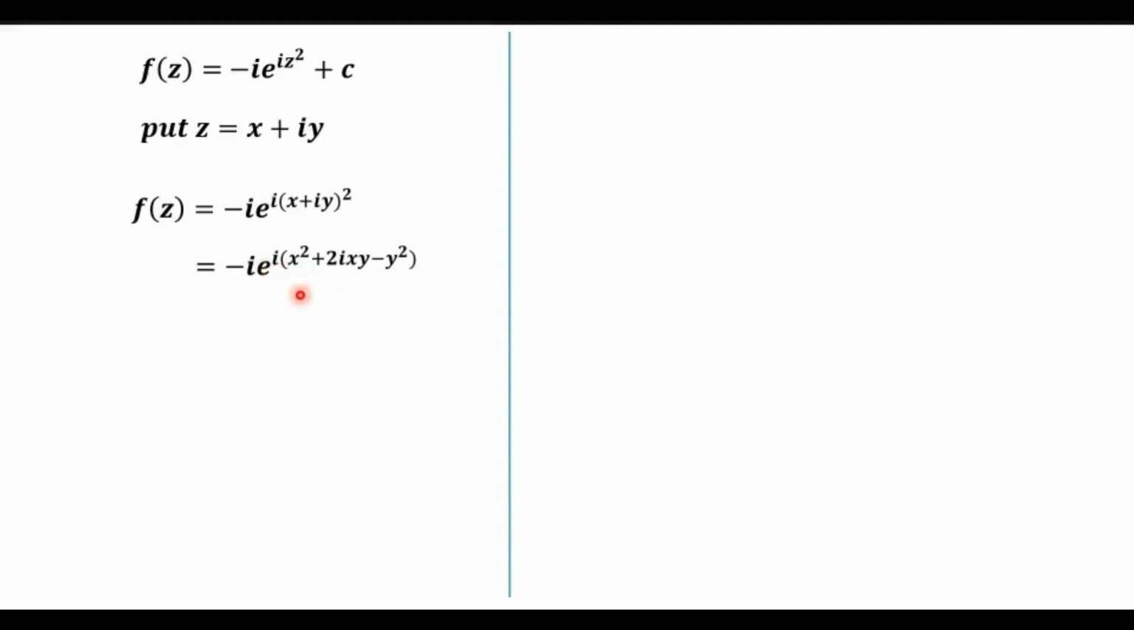Now take i inside. Minus i e raised to i times (x square, i into i is i square, that is minus 1, so 2xy), and taking i inside, minus i y square. So now if I collect the real and imaginary parts, the real part is minus 2xy and the imaginary part is i into (x square minus y square).